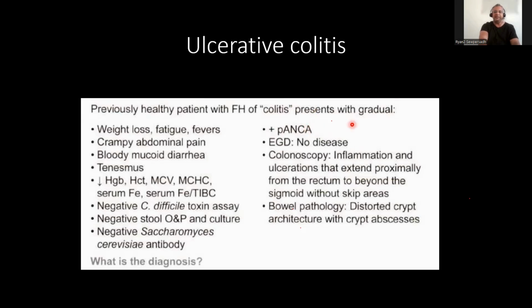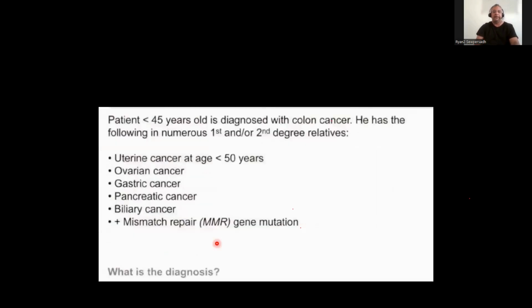ANCA and ulcerative colitis, and between ulcerative colitis and primary sclerosing cholangitis, PSC. And of course, the negative Saccharomyces cerevisiae antibody means, see, Saccharomyces cerevisiae or ASCA is more closely linked with Crohn's. So if this is inflammatory bowel disease, which is not Crohn's by default, it is ulcerative colitis, okay?